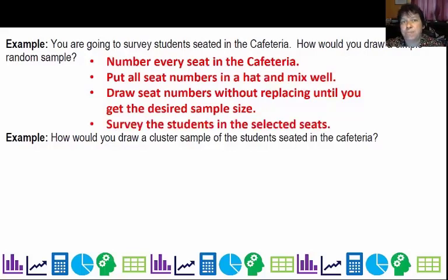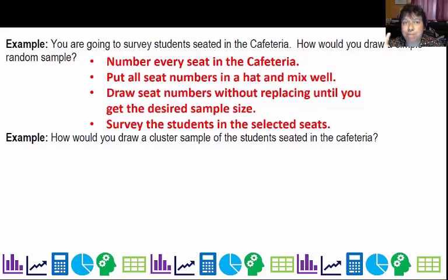Now, I didn't do it that way. Why? Because the seats kind of move around and it's very hard to get a listing. And not only that, the population here would have just been seated students. And I'm okay with that. But it's very difficult because the seats can move around. So how would you draw a cluster sample in the cafeteria? That's actually what I did.